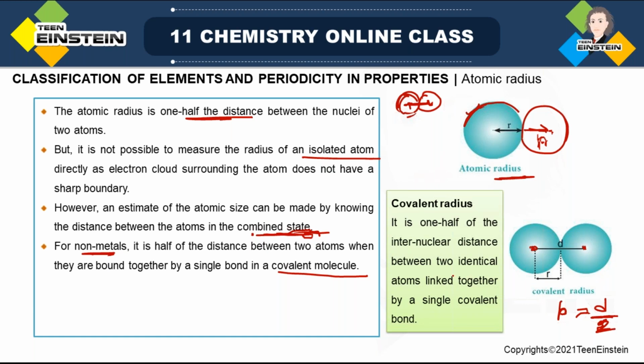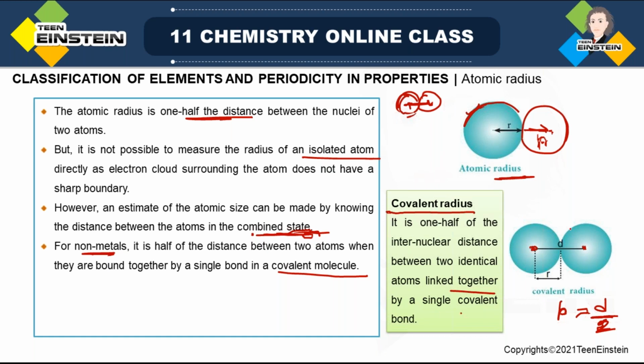Fine. So it is 1/2 that is covalent radius or atomic radius. Atomic radius is basically a more general term, because when I'm saying covalent radius, obviously the molecule is there with a covalent bond, but atomic radius is more general. When I'm talking about covalent radius, it is 1/2 of the internuclear distance between two identical atoms that are linked together by a single covalent bond. So it has to be a covalent bond. Fine.